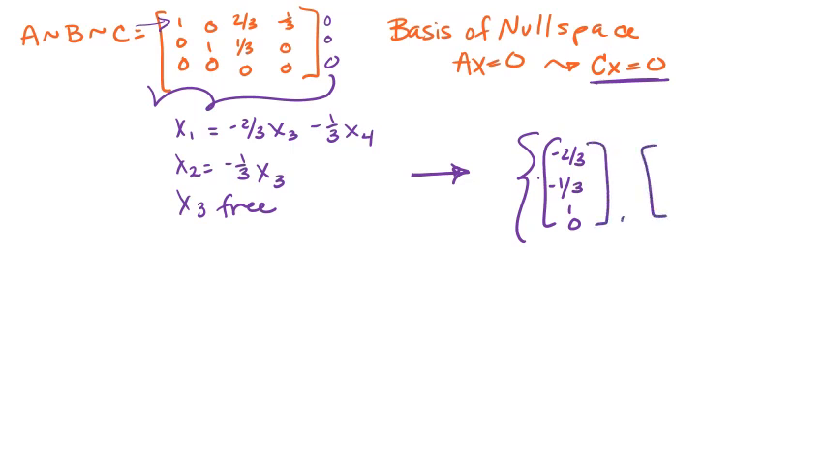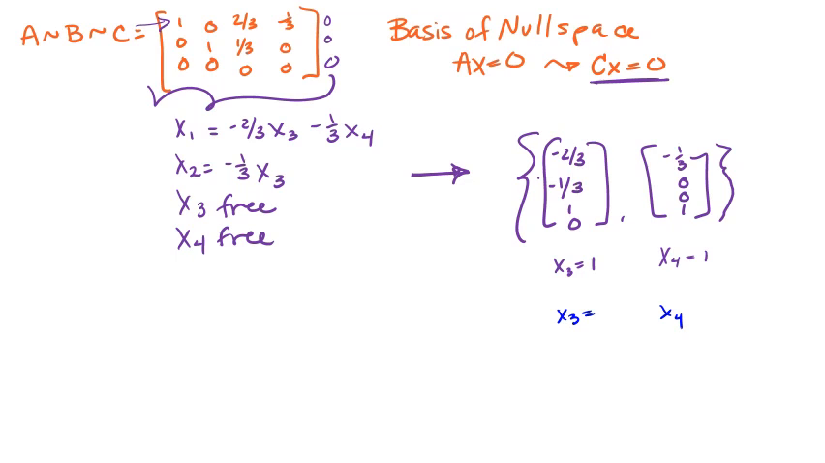And so this represents x3 is equal to 1. Sorry, x4 is also free. I didn't write that down. And then the other one is when x4 is equal to 1, that would be negative 1/3, 0, 0, and 1. Now, if you don't like fractions, remember you can let x3, since x3 and x4 are free, you can let them be anything you want.